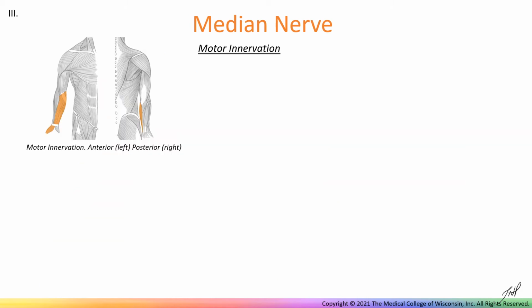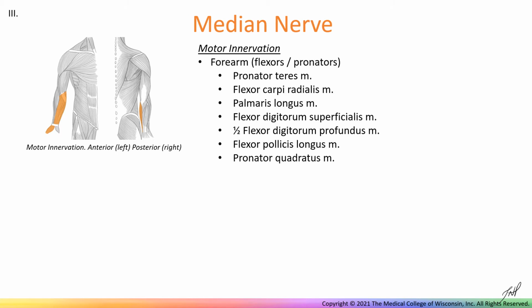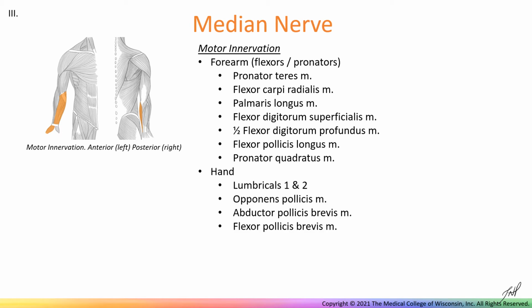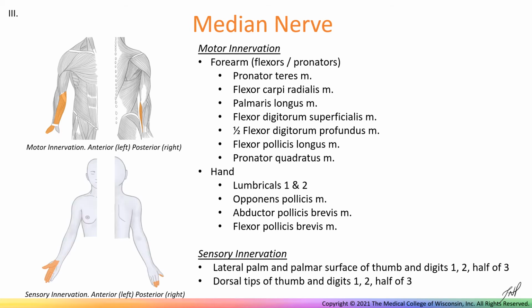The median nerve does not innervate any muscles in the arm. Instead, it innervates most of the flexors in the forearm, with the exception of flexor carpi ulnaris and half of flexor digitorum profundus, which are both innervated instead by the ulnar nerve. The median nerve also supplies some muscles within the hand, listed here. Sensory information via the median nerve comes from half of the palm, the thumb, and the tips of some of the digits.